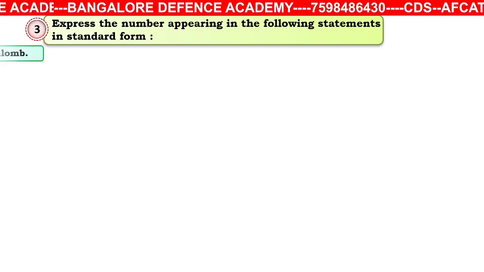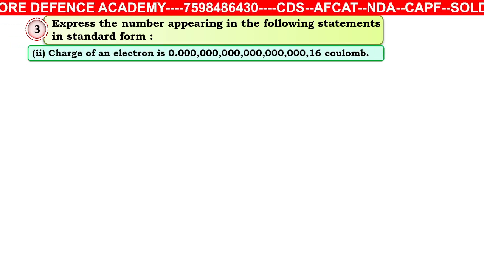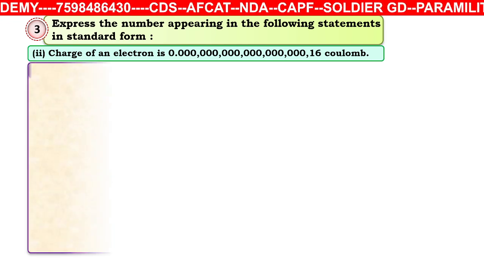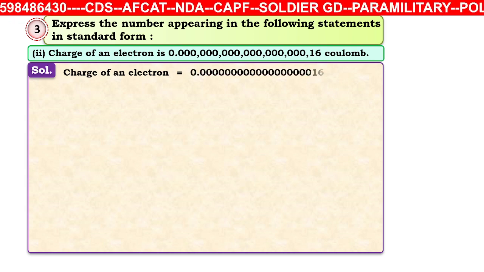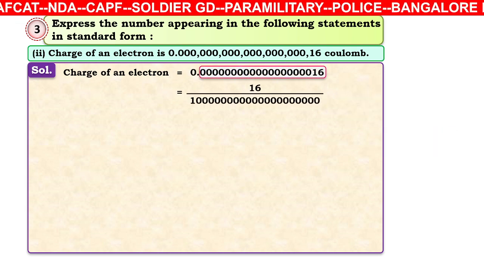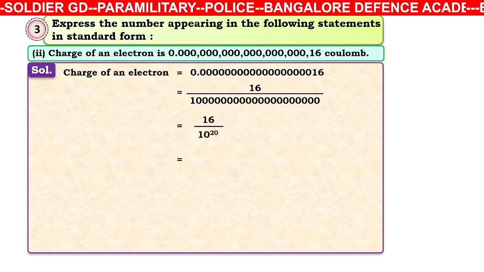Okay, this is the value. Next, the charge of an electron is 0.000... So you have to count how many digits there are after the point, and that many zeros you are going to write. You write the number 16 here, and that many zeros down. After counting the number of zeros, you will find it is 10 to the power of 20.